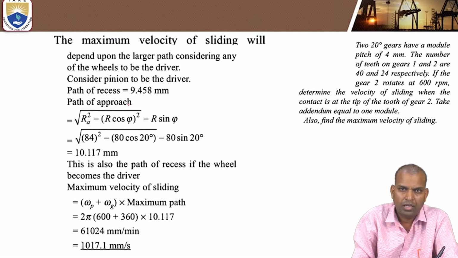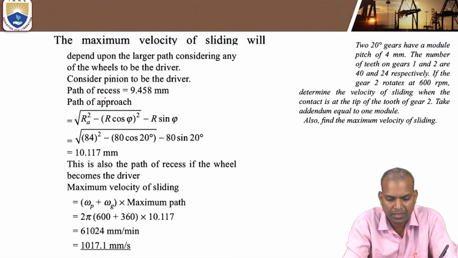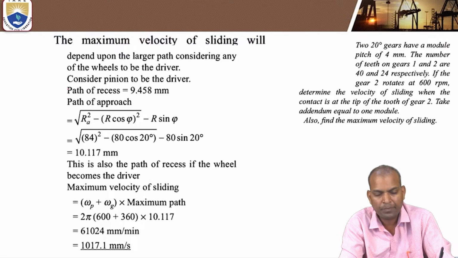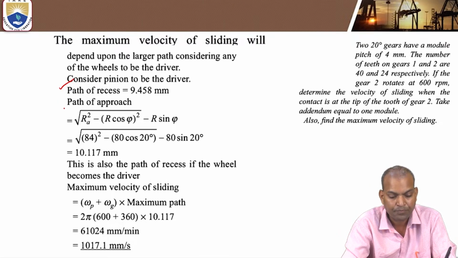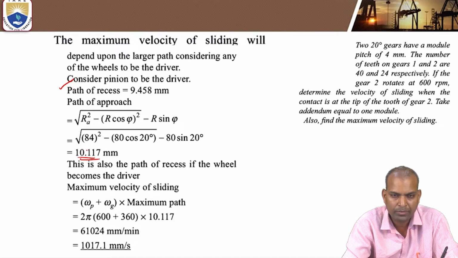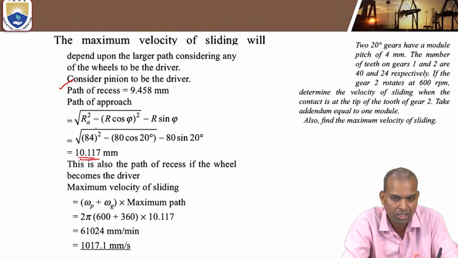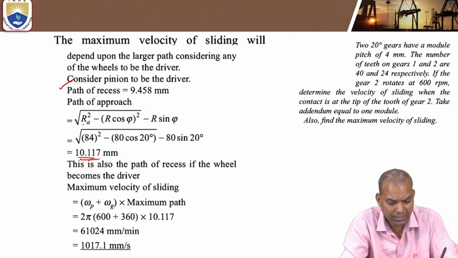Now, next is the maximum velocity of sliding for other cases. It depends upon the larger path, considering either of the wheels to be the driver. Considering the pinion to be the driver, before we considered the path of recess, 9.458 millimeters. Now if we consider the path of approach, that value is the larger value, 10.117 millimeters. That is the formula: the square root of RA square minus R square cos square phi, minus R sin phi. How to get R?